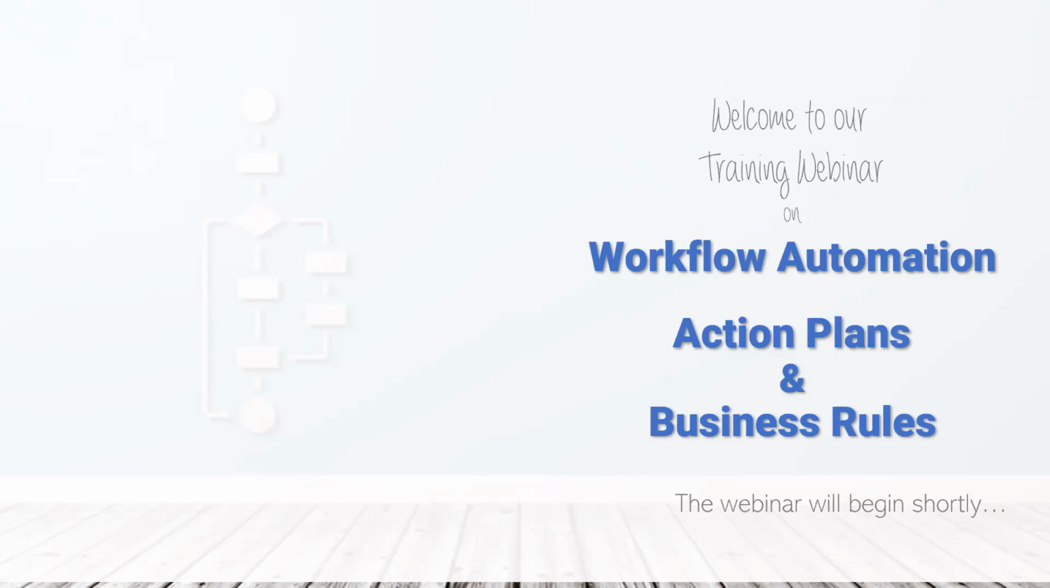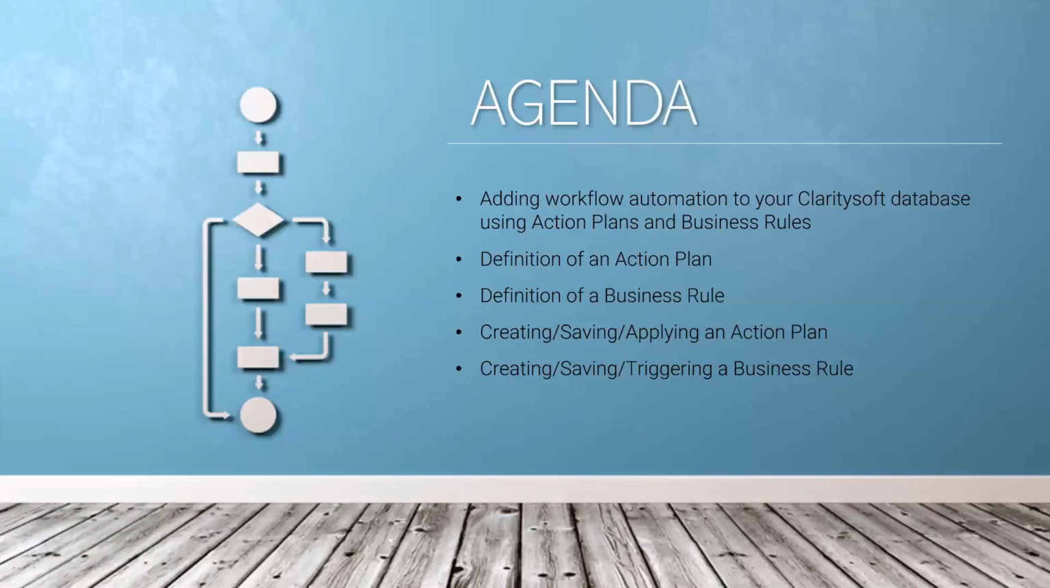We're going to learn some techniques to help automate your database and the processes in your database so that you're not doing repetitive processes over and over again. This helps make it flow more easily, and makes it easier for your people. You can define multiple action plans that can be applied in different places within the database, and you can define multiple business rules.